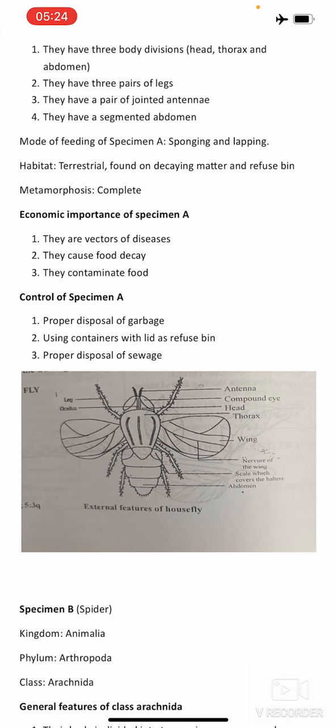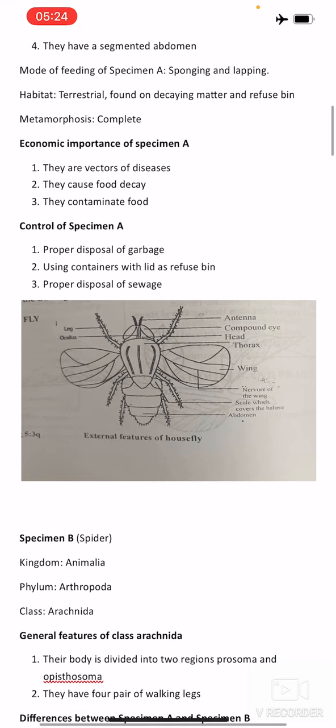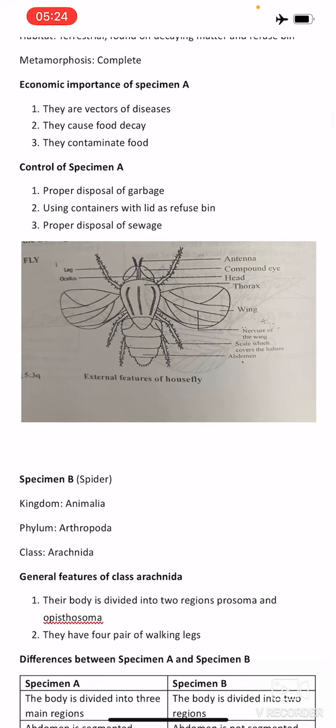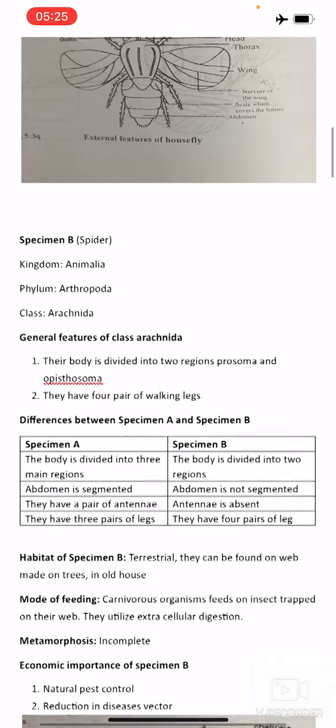So control of specimen A: proper disposal of garbage, using containers with lids as refuse bins, and proper disposal of sewage. So look at the diagram of specimen A, that's housefly, the diagram with the labeling.